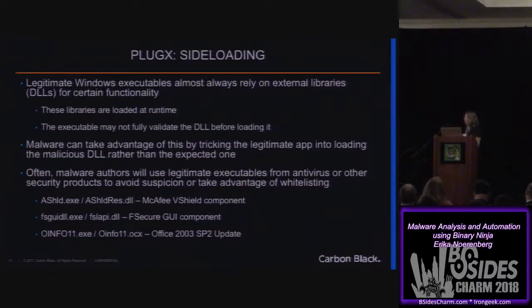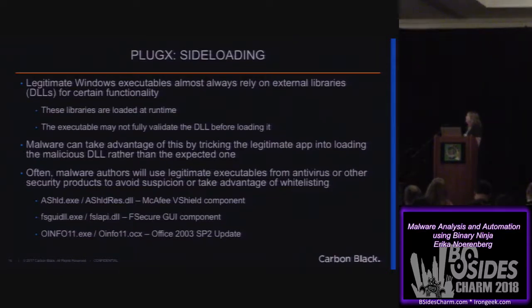So basically, a lot of times, malware authors will use legitimate executables, usually from something like antivirus or some security product, so that not only is it legitimate, signed, and trusted by the operating system, but you might even take advantage of some application whitelisting on your system. Your administrators, your network may have, let's say, McAfee whitelisted in the network. So not only is it going to be trusted by Microsoft, but it's also going to be whitelisted on the endpoint. So here's just a couple examples.